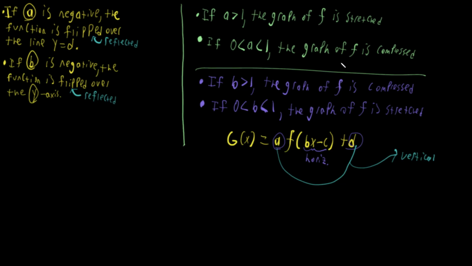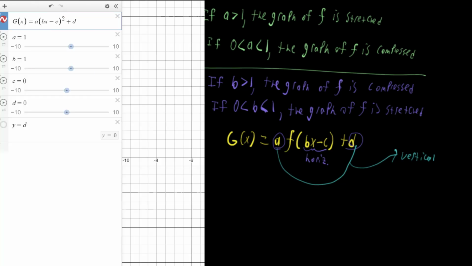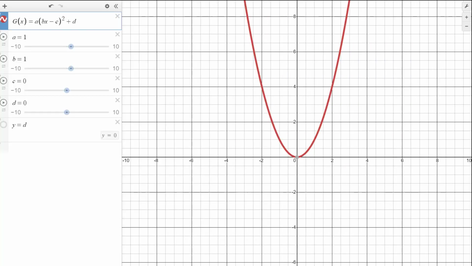And I know that this is a lot to just throw on you all of a sudden. So let's take a look at this. I've reset everything back to your squared function. That is, your f of x is x squared, and we've plugged bx minus c into it, put on the a, put on the d. We've got our general form here.